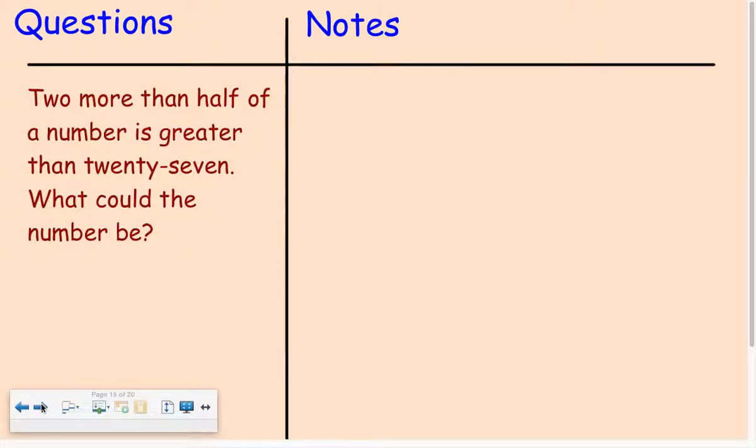All right. So here is our first word problem. 2 more than half of a number is greater than 27. What could the number be? Now the acronym we use to do all of our word problems is SOUIE. S-O-U-I-E.